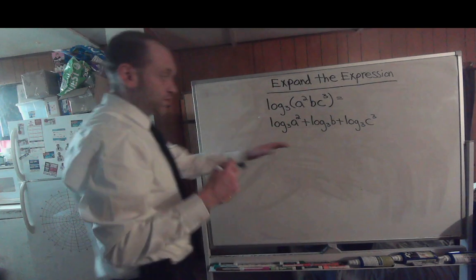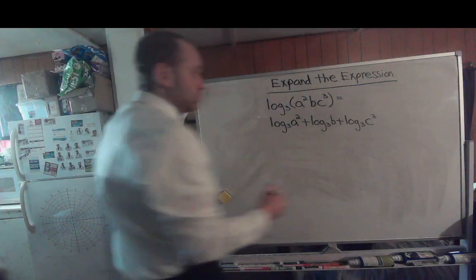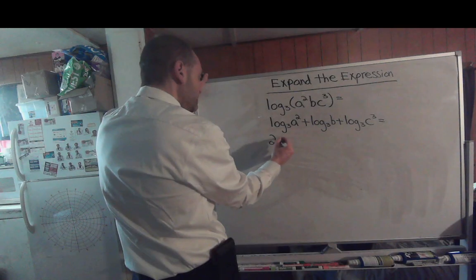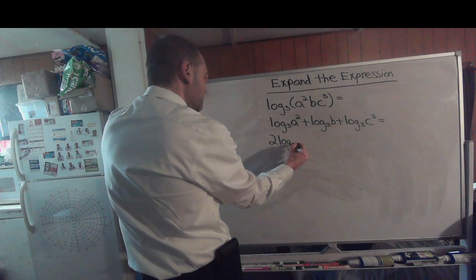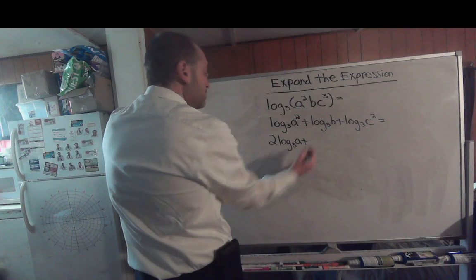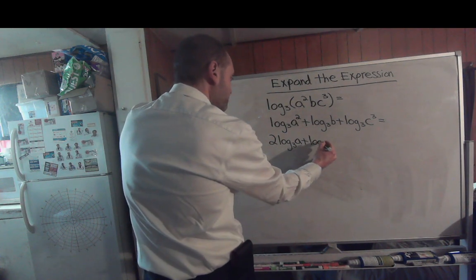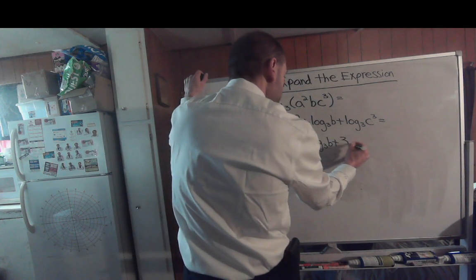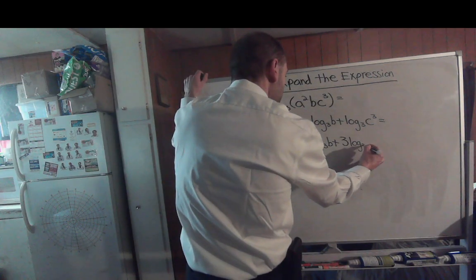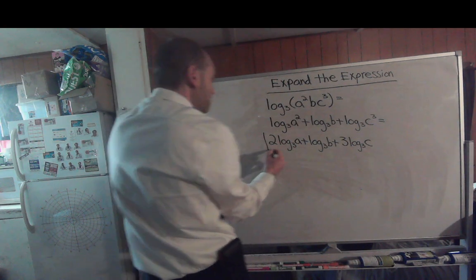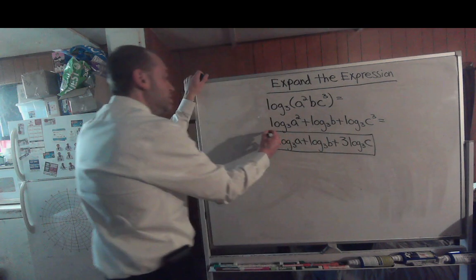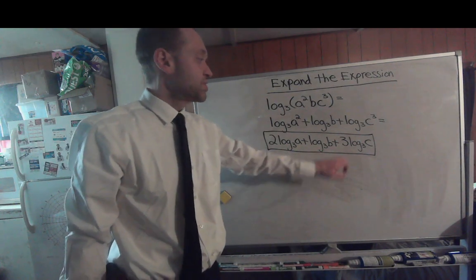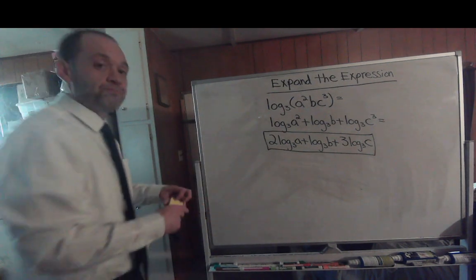Now, on the first and third term, you have a power rule. So this could be expanded further into 2 times log base 3 of a plus log base 3 of b plus 3 times log base 3 of c. And that would be the best we could do. 2 log base 3 of a plus log base 3 of b plus 3 log base 3 of c.